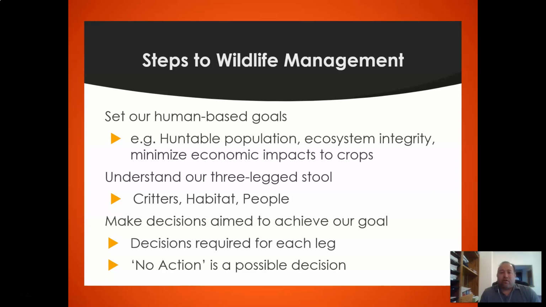Then we understand our three-legged stool, our critters, wildlife, habitat, ecosystems, or our people, our human dimensions of our three-legged stool. And how do those fit in with our human-based goals? And then we want to make decisions aimed to achieve our goal. So there's decisions required for each leg. And no action is a possible decision, but if you decide on no action, you need to have a reason why you decide no action.